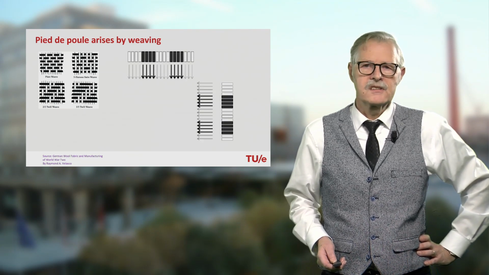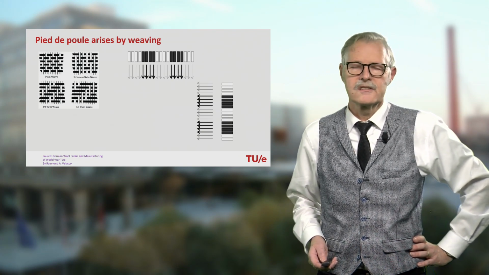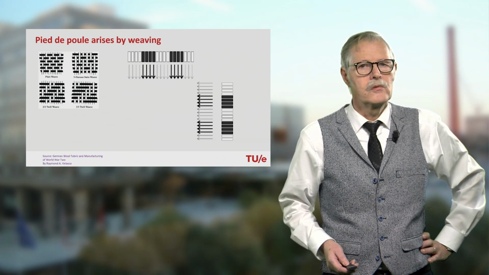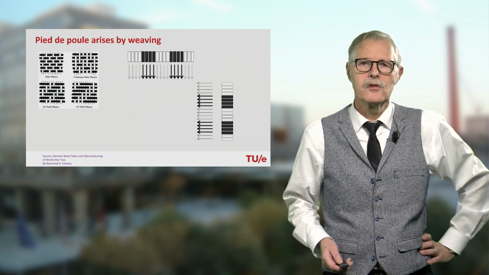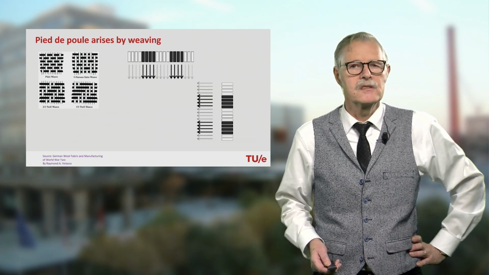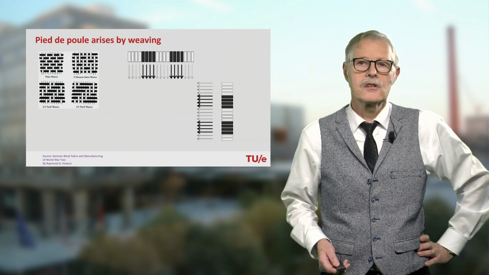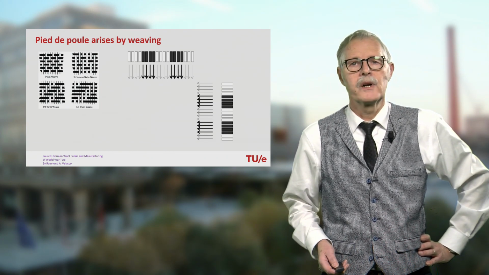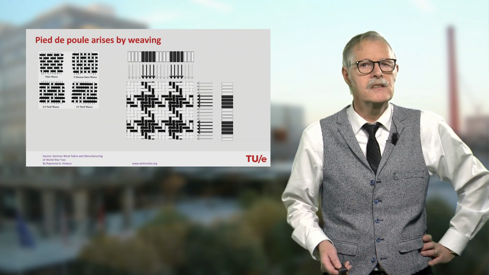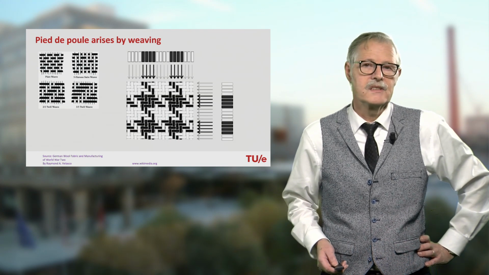Here you see how it happens. So the warp, these are the vertical yarns, they are organized in a white and black pattern, 4 white, 4 black, 4 white, 4 black, and so on. And the same is the weft, which is shot through the warp, 4 white, 4 black, 4 white, 4 black. And then if you combine this with a twill binding, 2 over, 2 under, this pattern will emerge.